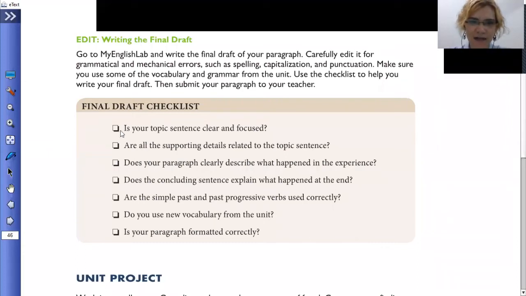You're gonna go like, okay, is your topic sentence clear? Are the focus or supporting details related to the topic sentence? Does your paragraph clearly describe what happens in the experience? Does the concluding sentence explain what happened at the end? Are the simple past and past progressive verbs used correctly? Do you use new vocab from the unit? And do you use grammar from the unit? And is your paragraph formatted correctly? Formatted correctly means in organization: topic sentence, supporting sentences, and concluding sentence.